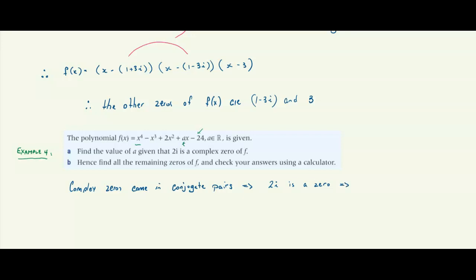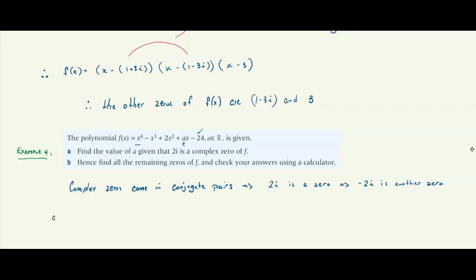Well, if I wrote 2i as z equals, it would be 0 plus 2i, wouldn't it? So the conjugate is 0 minus 2i. So negative 2i is another zero, right? It's a bonus. It's a 2 for 1 again. We know that 2i leads to minus 2i being a zero. But it doesn't ask us that. It says find the value of a given that 2i is a complex zero of f. Well, if 2i is a complex zero, that means I can substitute it in for x, and I'm going to get 0. So let's do that.